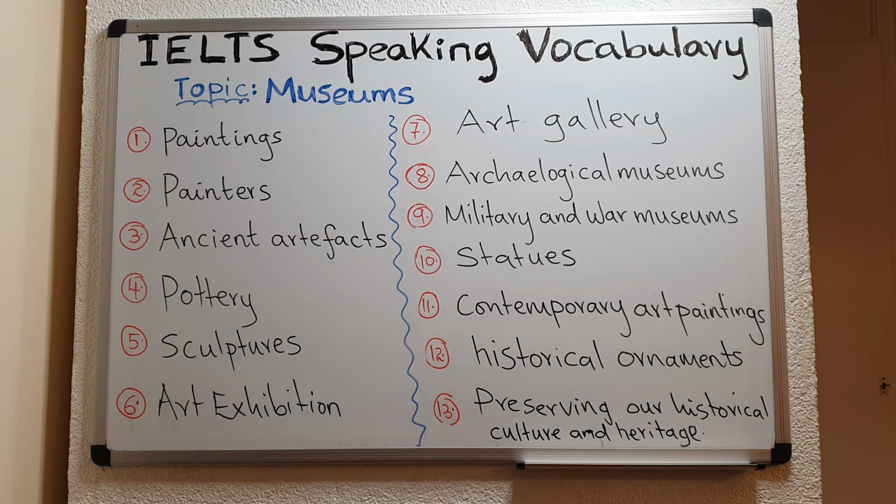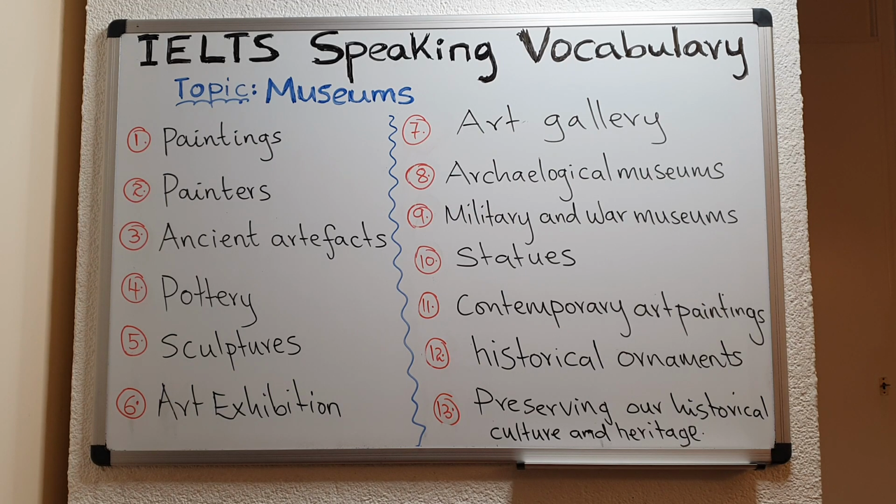The next word is painters. The people who paint are called painters. We have famous painters, for example, Van Gogh. He is a very famous painter. So painters basically are the people who paint the paintings.